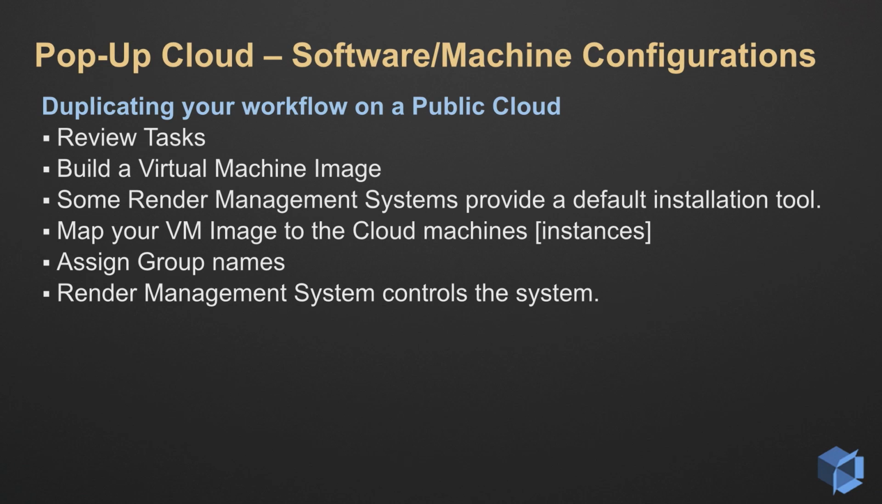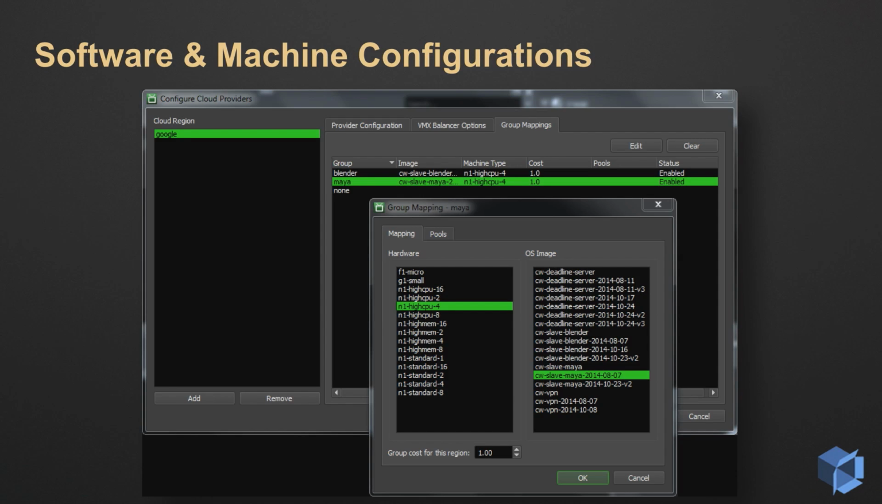So the second thing you need to do, or the fourth thing on this list, is map your VM image to the cloud machines so that your render management system can understand the connection between the VM and the machines that you want to use. You assign your group names, and then the render management system can control the system. The group names are there so humans can interact. So here's an example of what I mean. Right here we have the hardware configurations on Google, and you can map an OS image that you've built and upload it to the system. And then you can name that to a group that you prefer.